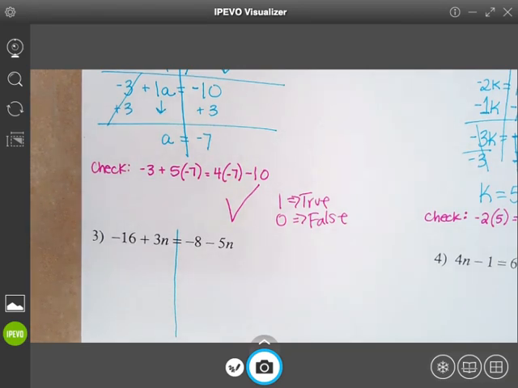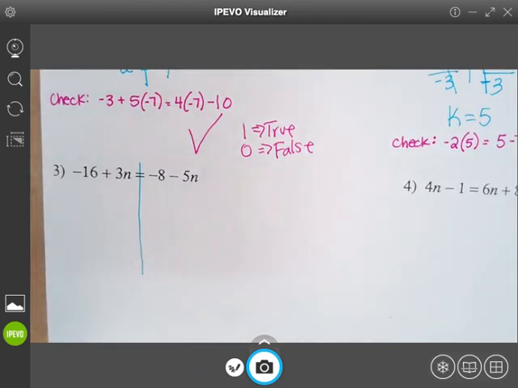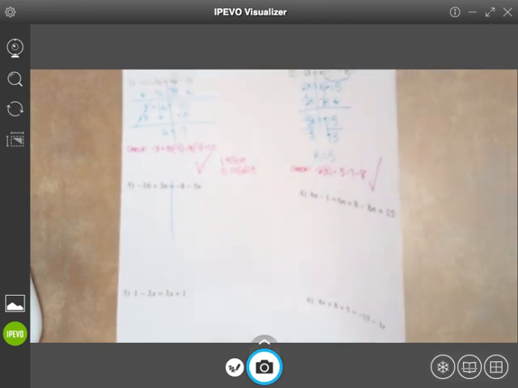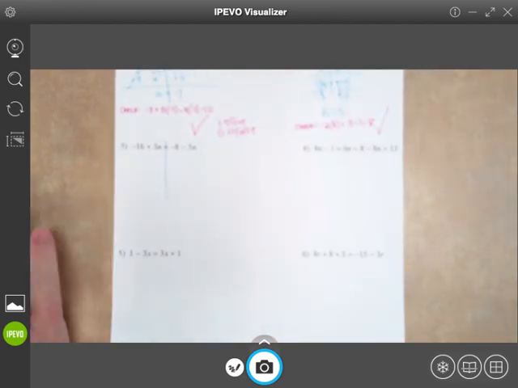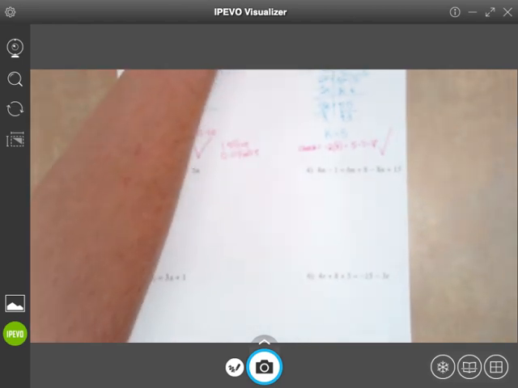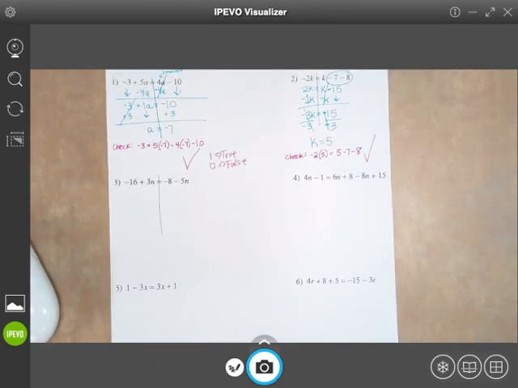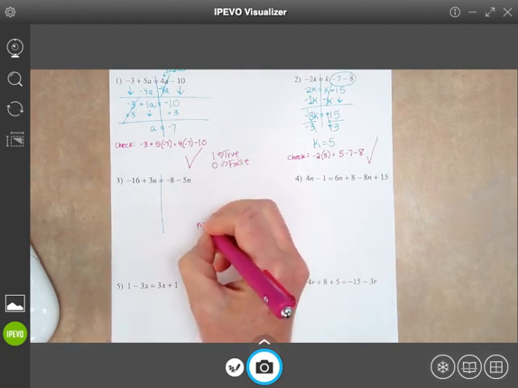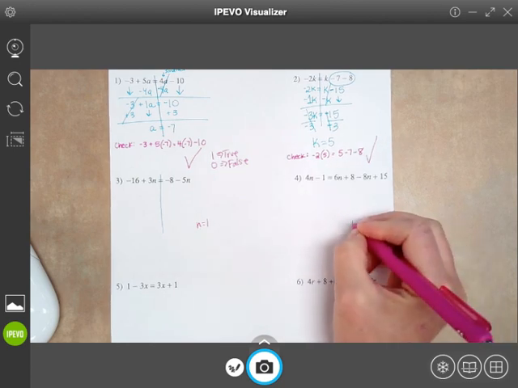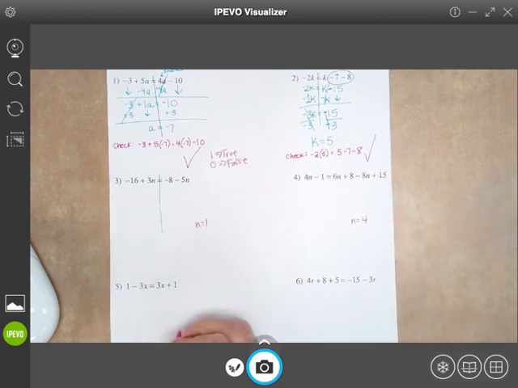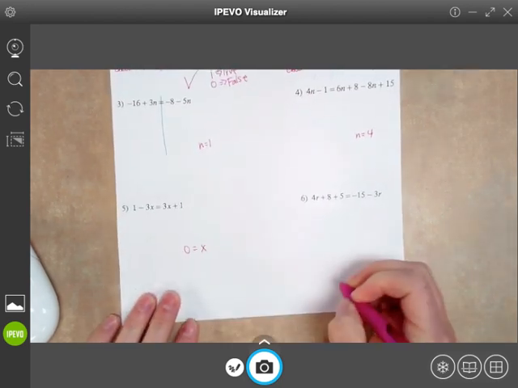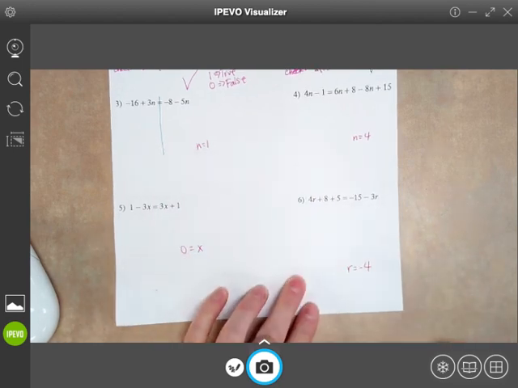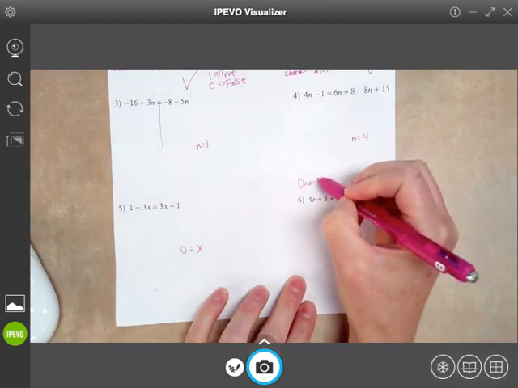Okay, the rest of the class, you are going to be working on just this page in your notes. Once you finish these 6 problems and show checking your work, if I can get this focused a little better, then I'll go ahead and give you the answers. Number 3 should be n equals 1. Make sure you show your work. 4, n equals 4. 5, 0 equals x, or x equals 0. And then 6, r equals -4. Make sure you show your work on all of these and also show checking your work on each one.